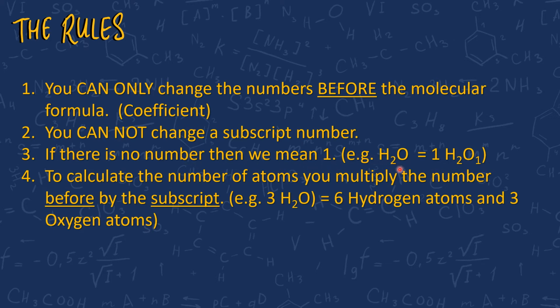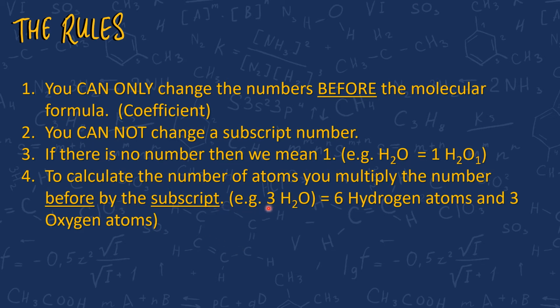Okay, so we've got H2O written by itself. That means that there is an invisible 1 before it. So there is 1 H2O molecule and there is 1 oxygen, but we don't bother writing the 1. So to calculate the number of atoms, you multiply the number before the subscript.